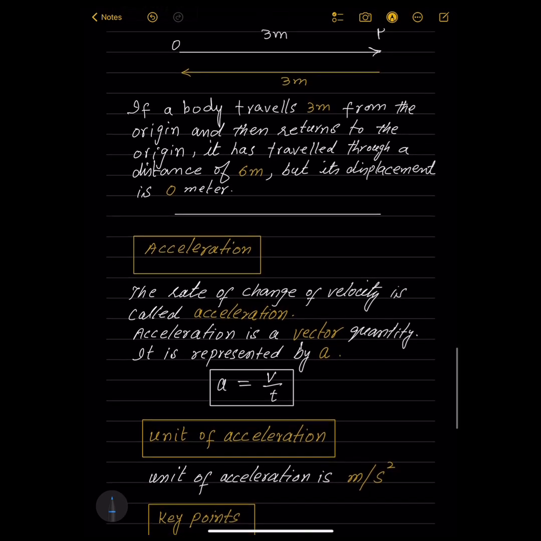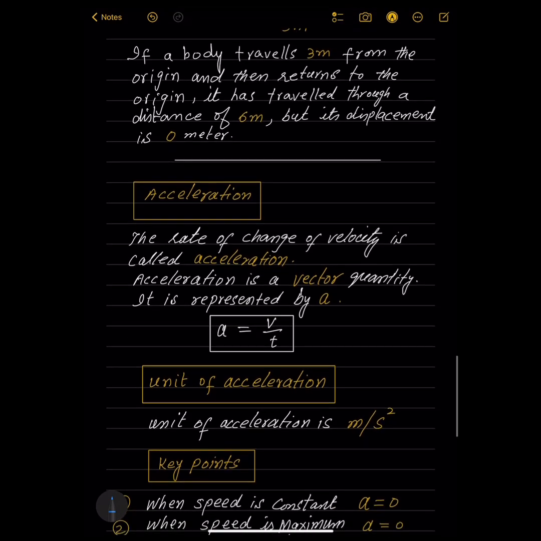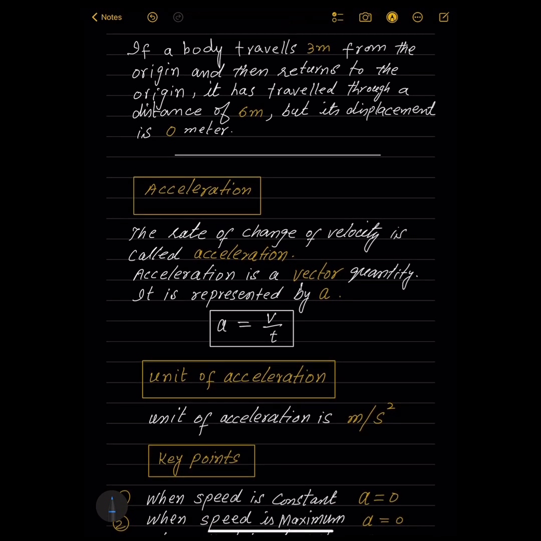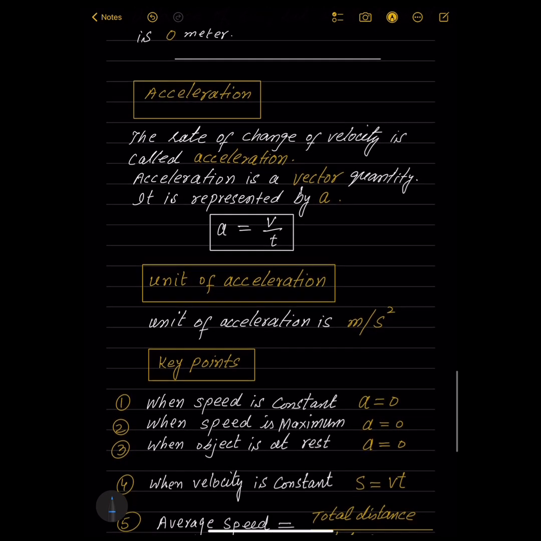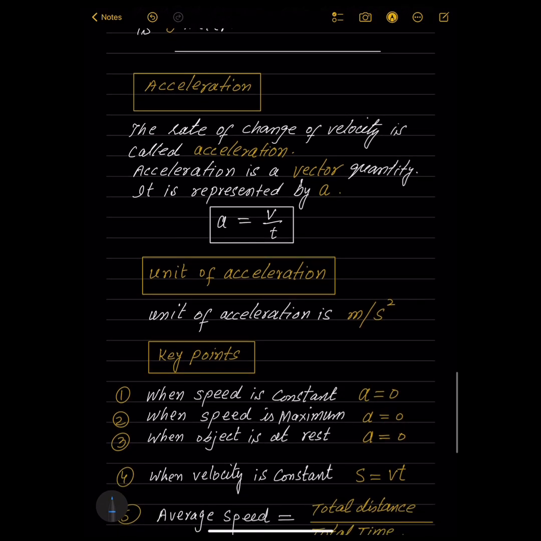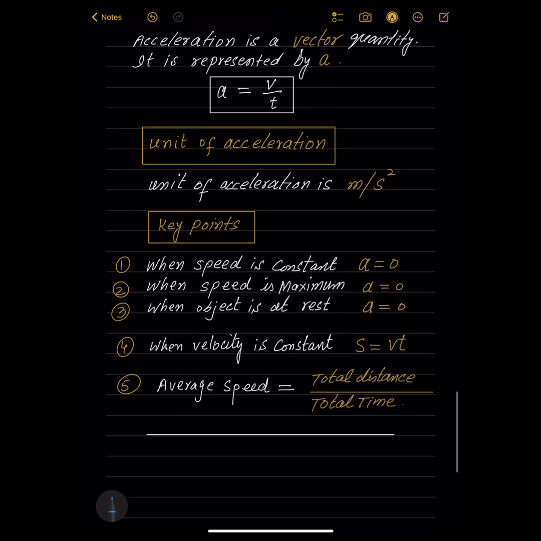Next is the acceleration. The rate of change of velocity is called acceleration. This is a vector quantity, normally represented by A. तो A जो होगा A is equal to change in velocity over time. Unit of acceleration is meter per second square.